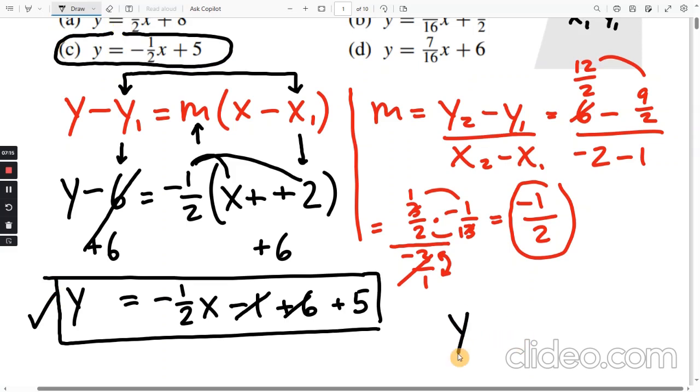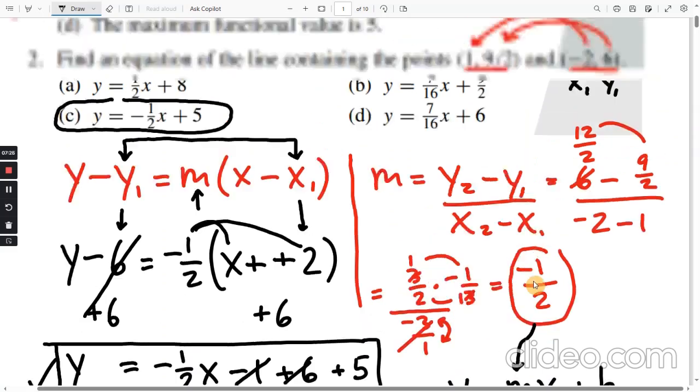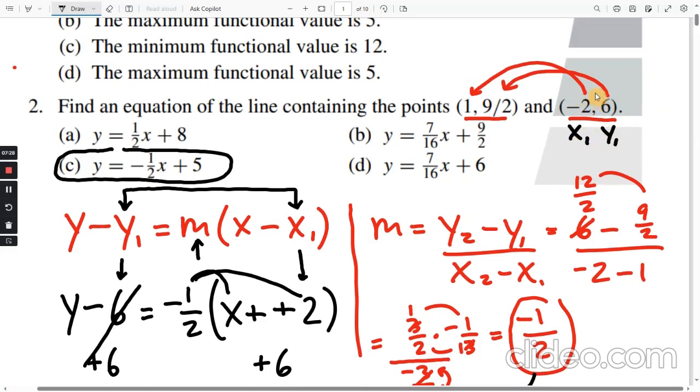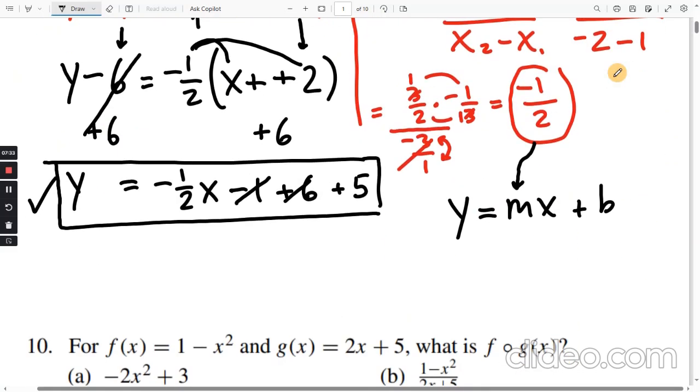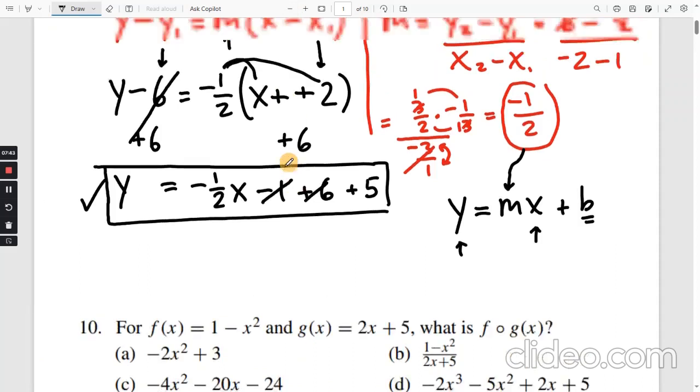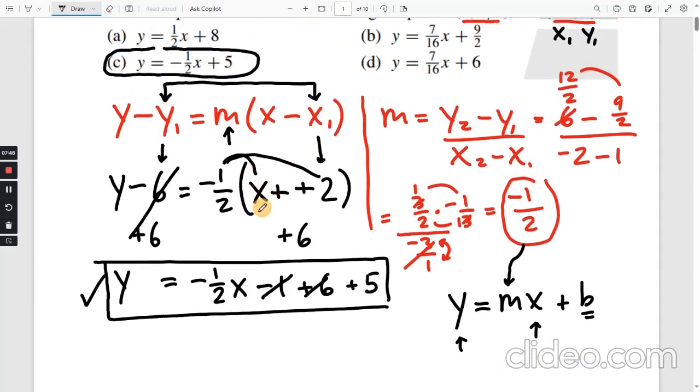Alright, if you want to use y equals mx plus b, you still need to find the slope. You plug it in right there. And again, you take one of the points, and instead of x1, y1, it's just going to be x and y. So you plug in the point at x and y, you solve for b, and you rewrite the equation. The reason I like point slope is because you can just plug it in and distribute, and you end up solving for b. So either way, you should get the same answer.